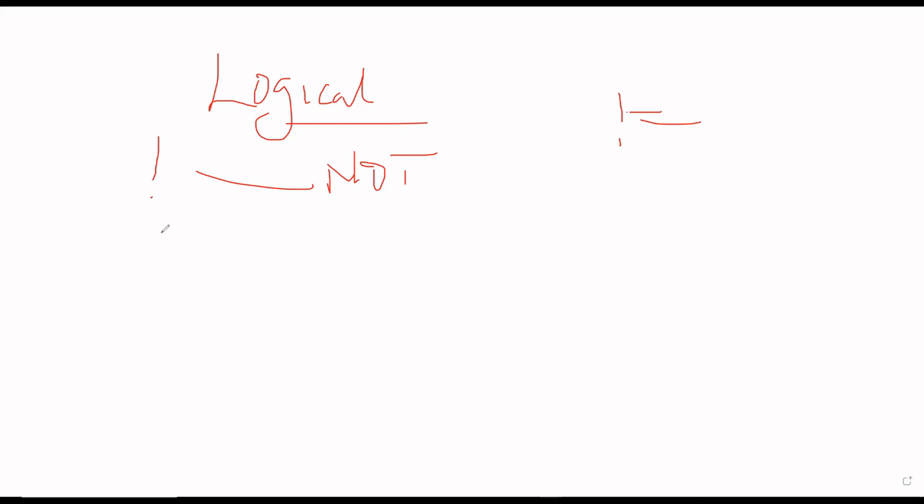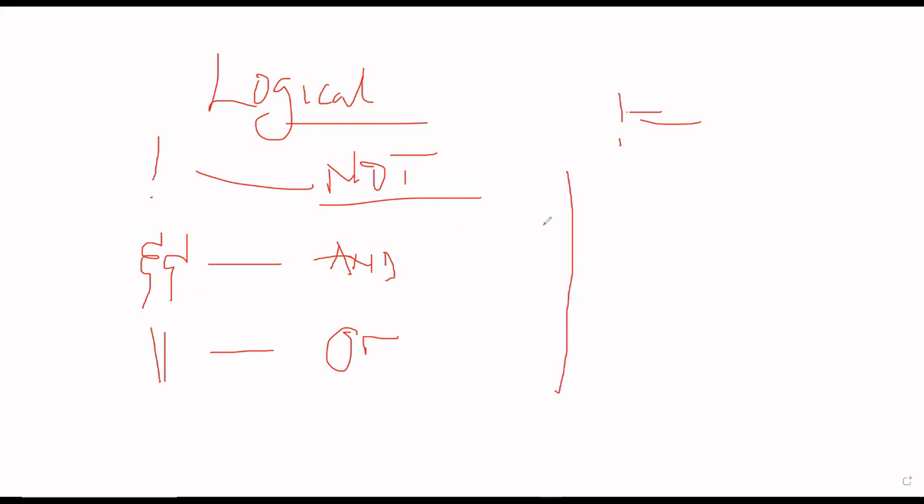Then we have the two ampersand sign, which means and. Then we have the two pipe, which means or. So this one is clear enough. Let's discuss about and. For me to explain, I'm going to draw a table, we call it the truth table.